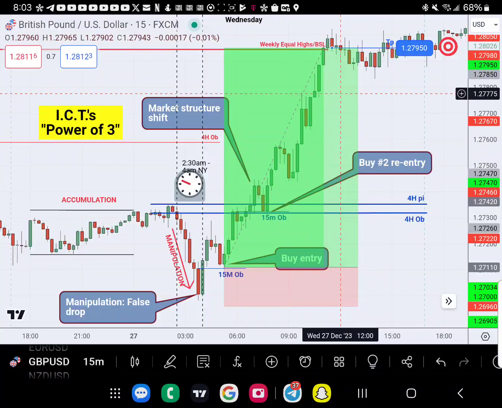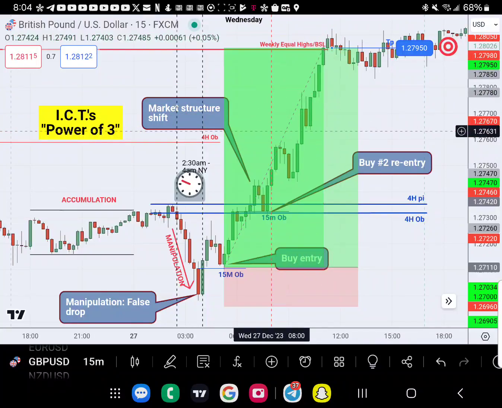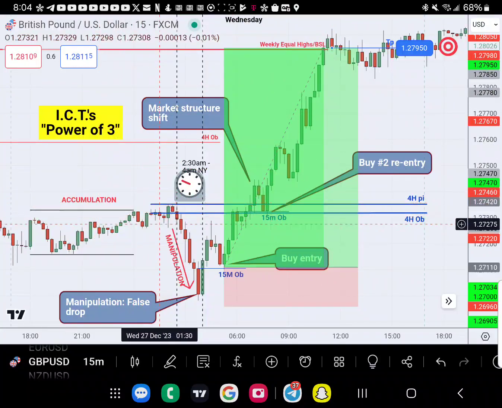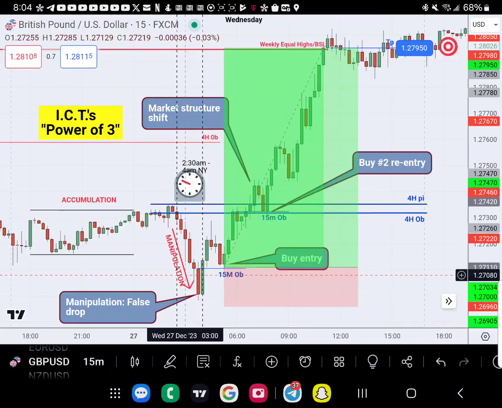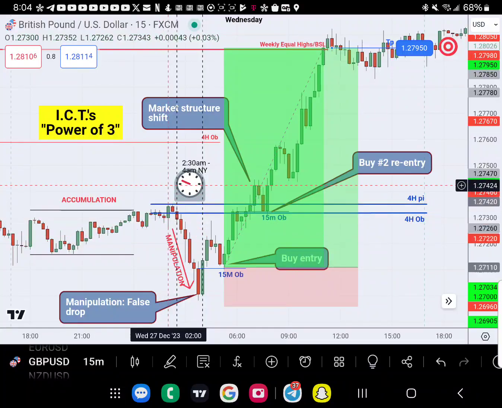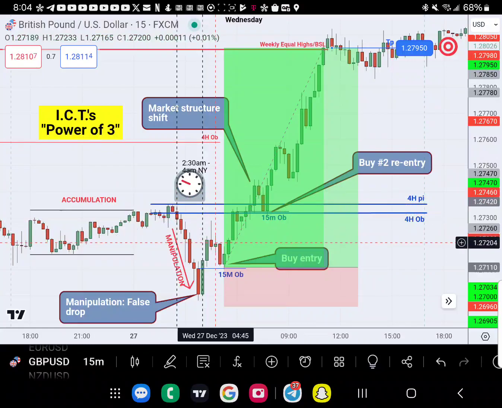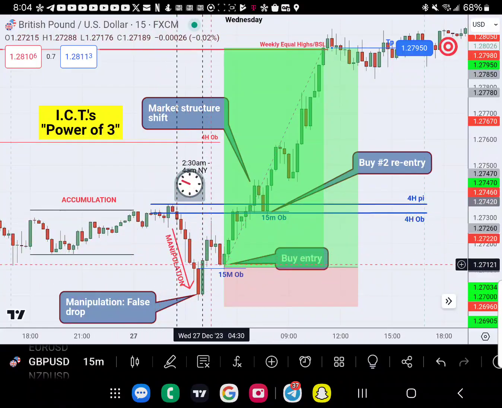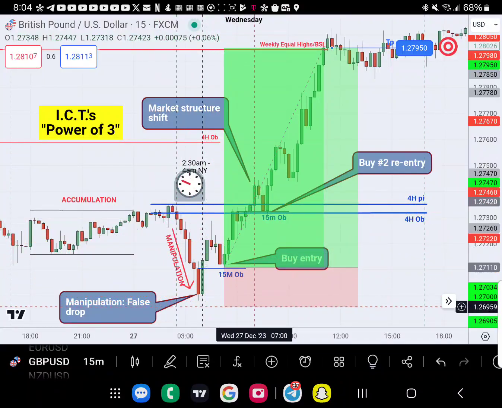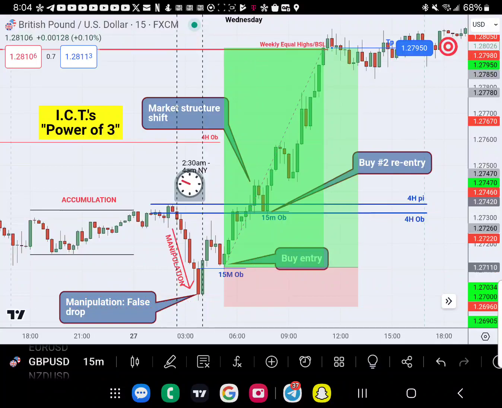So again, this is I.C.T.'s Power of Three, which consists of accumulation, manipulation, the false move. We have some sort of support form. If it would have been in reverse, we would have resistance form up here. And then we have a market structure shift to the downside, break below the Asian range with a pullback, and that would be the entry to the downside. But again, this is a bullish example. This is I.C.T.'s Power of Three, which consists of accumulation, manipulation, and distribution.